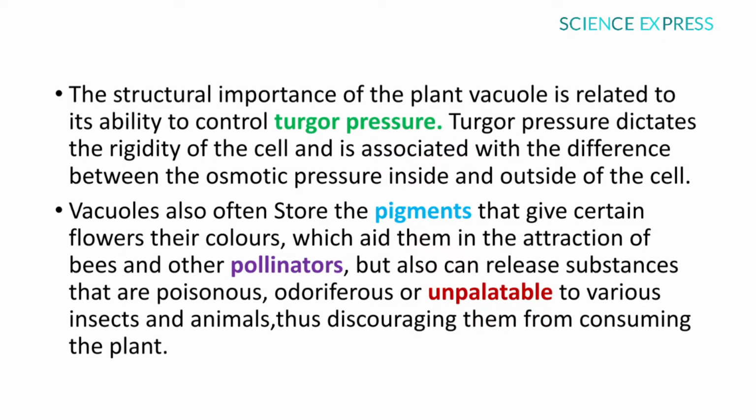Now, another function: the structural importance of the plant vacuole is related to its ability to control turgor pressure. Turgor pressure dictates the rigidity of the cell and is associated with the difference between the osmotic pressure inside and outside of the cell. The vacuole also often stores pigment that gives certain flowers their color, which aids in the attraction of bees and other pollinators.